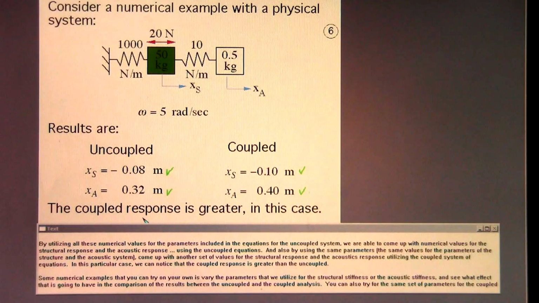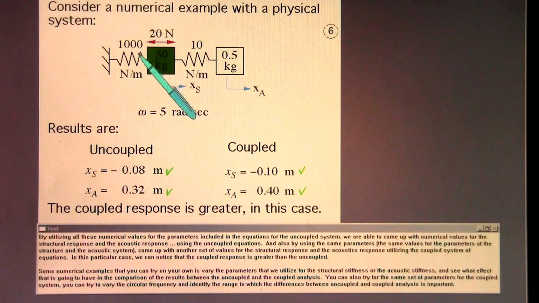Some numerical examples that you can try on your own is vary the parameters that we utilize for the structural stiffness or the acoustic stiffness, and see what effect that is going to have in the comparison of the results between the uncoupled and the coupled analysis.